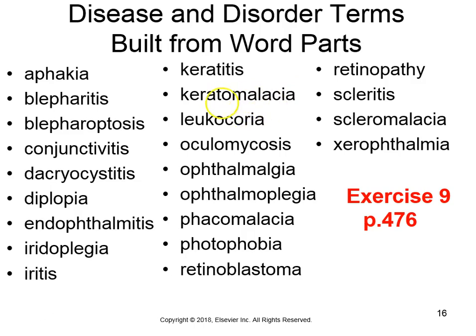Here's a weird one that we might see. Leukocoria. So leuco, if we remember from a long time ago, means white. Coro means pupil, and ia. So in this case, we would have a condition of a white pupil. I meant to say coro meant pupil, not cornea.